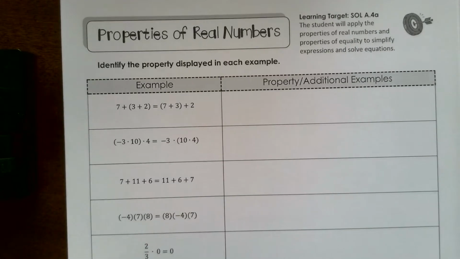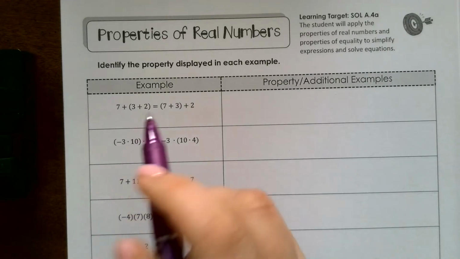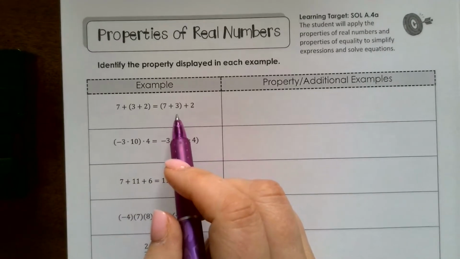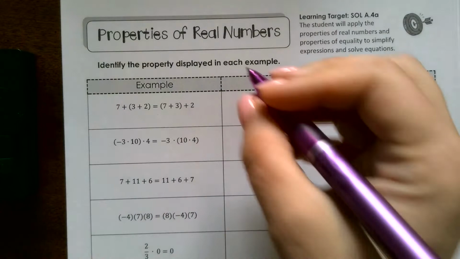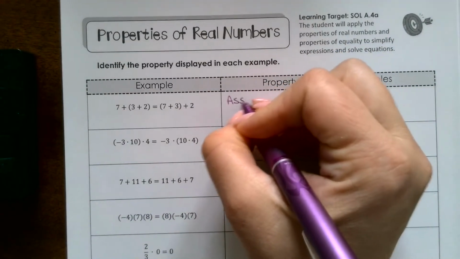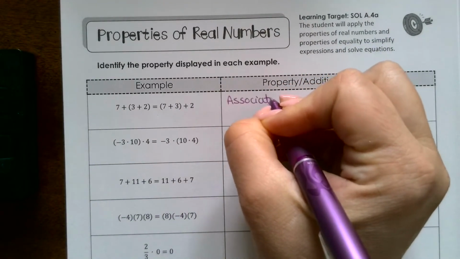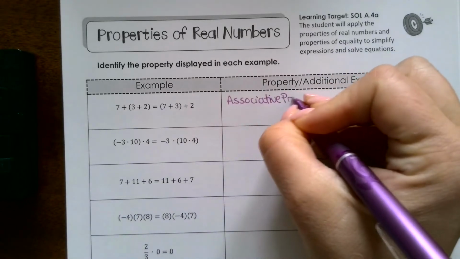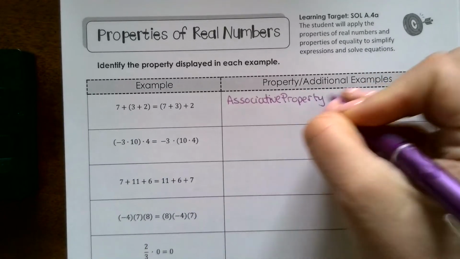So let's take a look at this first example. I've got 7 plus (3 plus 2) equals (7 plus 3) plus 2. This is an example of the associative property of addition.